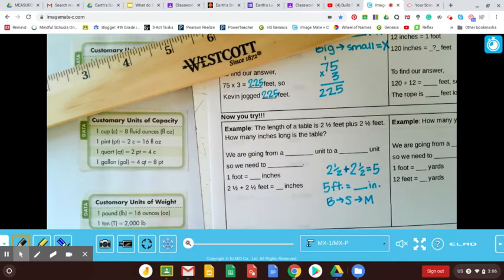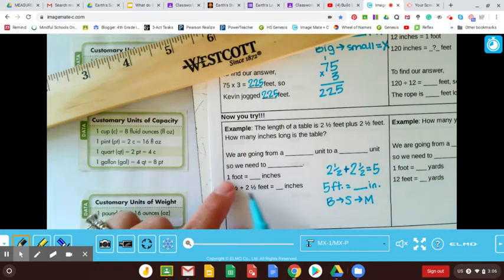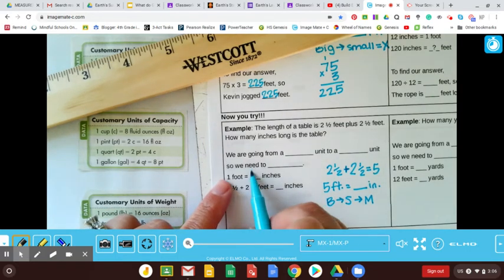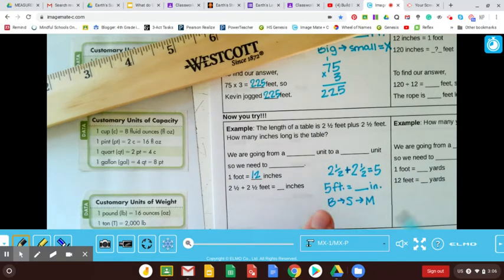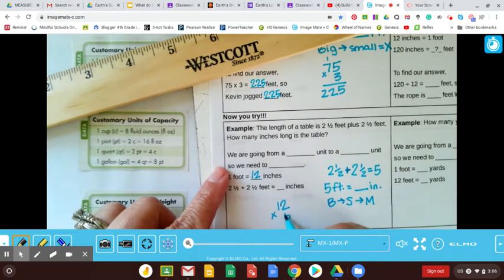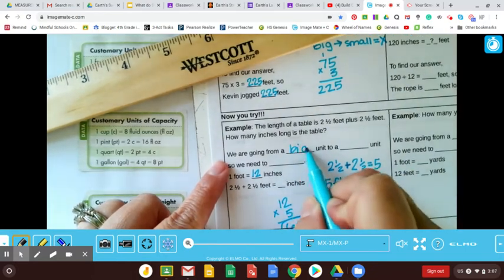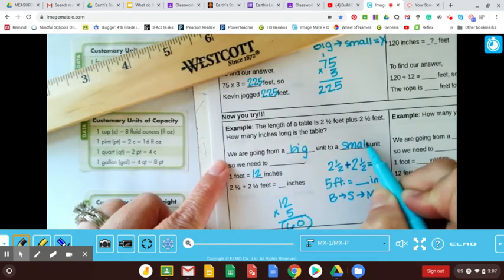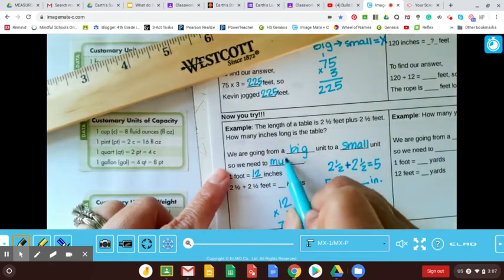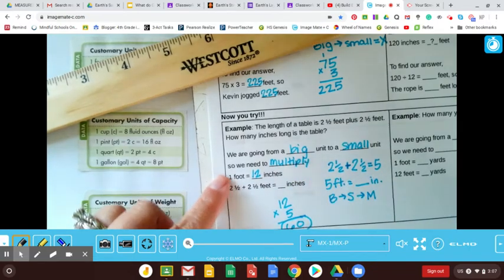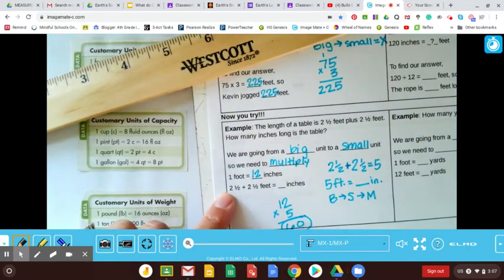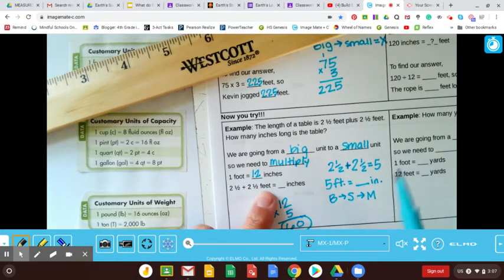Well, what do I multiply by, you may ask. And you think about it. 1 foot is 12 inches. So 5 feet, if we had 5 of them, right, it would be 5 times 12. And you may already know that 5 times 12 is 60. All right, let's fill in these. So we are going from a big unit to a smaller unit. So we need to multiply. Okay, 1 foot is 12 inches. So 2.5 feet plus 2.5 feet would be 60 inches.